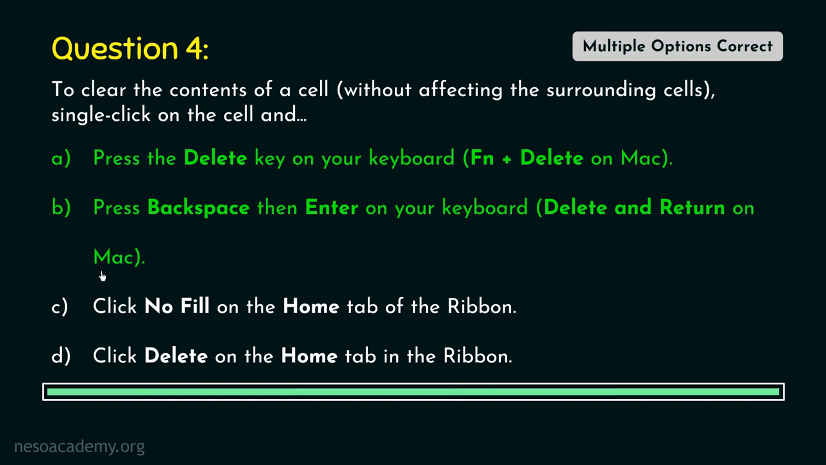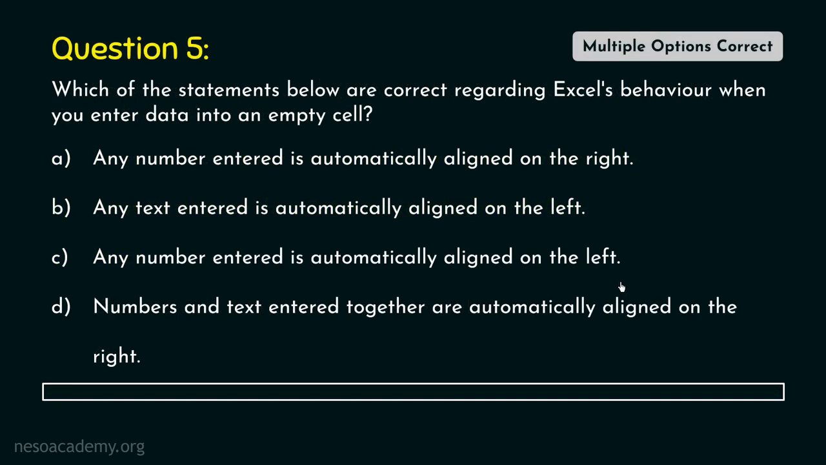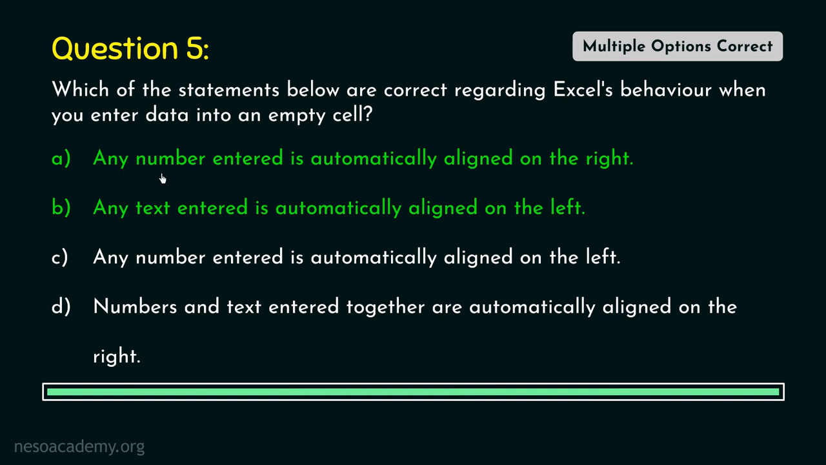Alright? Now comes the fifth question of this quiz on your screen, and you again have 20 seconds to solve this question. So your time starts now. Time up, and the answers are option A, any number entered is automatically aligned on the right, and option B, any text entered is automatically aligned on the left.